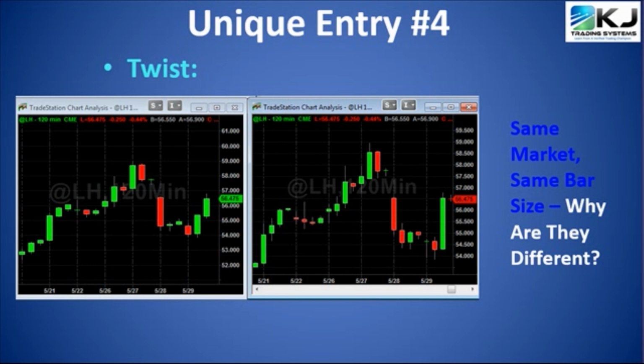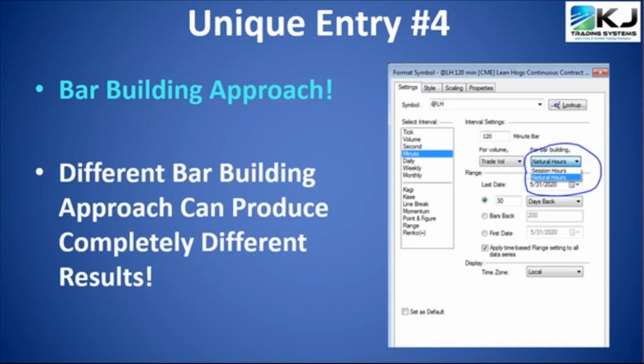Why is that? Well, that's unique twist number 4. And it has to do with how the bars are built. TradeStation by default uses session hours. So if my session started at 9:30 and I used a 60-minute bar, the first bar would run 9:30 to 10:30, then 10:30 to 11:30.